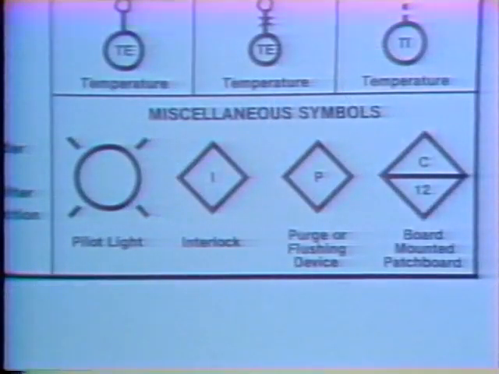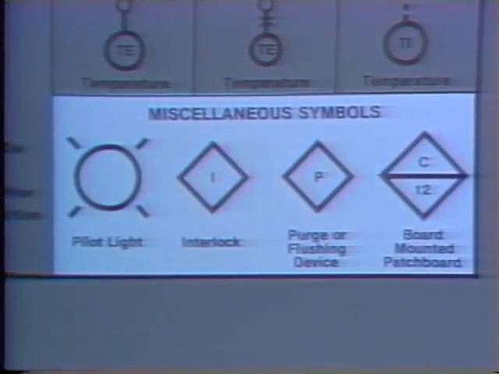Miscellaneous symbols are the final symbols that we need to know about. These are symbols for instruments and components that don't easily fit into the categories we've looked at so far. Pilot lights, interlocks, purge or flushing devices, and board-mounted patch boards are just a few examples of miscellaneous symbols. In a little while, we'll look at a simplified P&ID, and we'll see how miscellaneous symbols are used. Keep in mind that what you've learned in this segment is just the start. You still have more to learn.